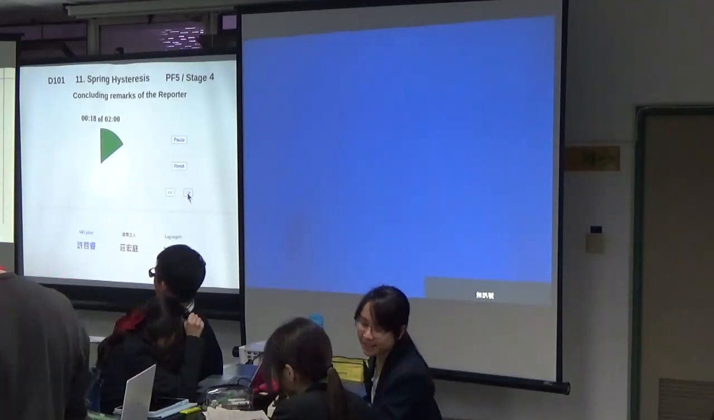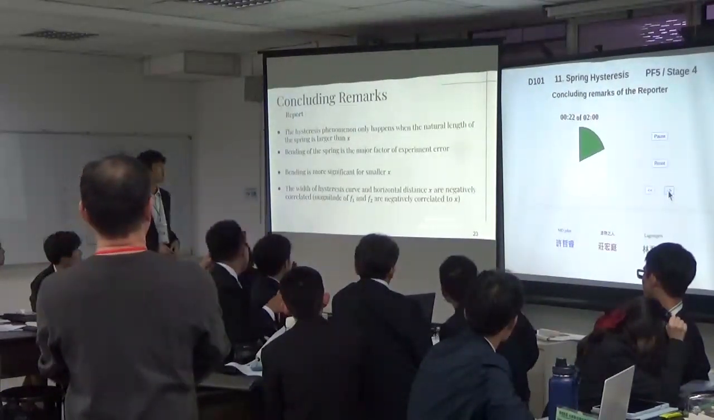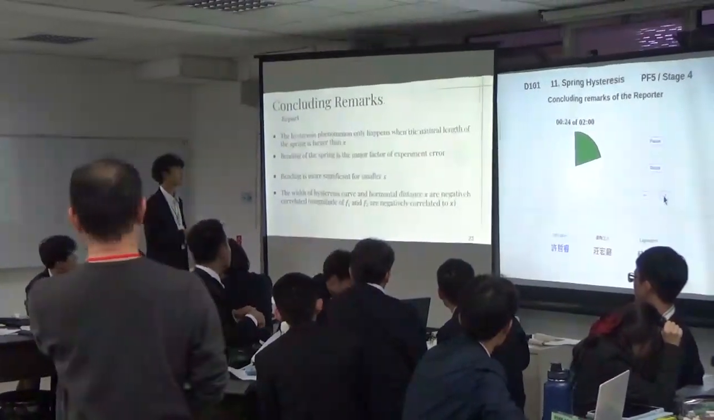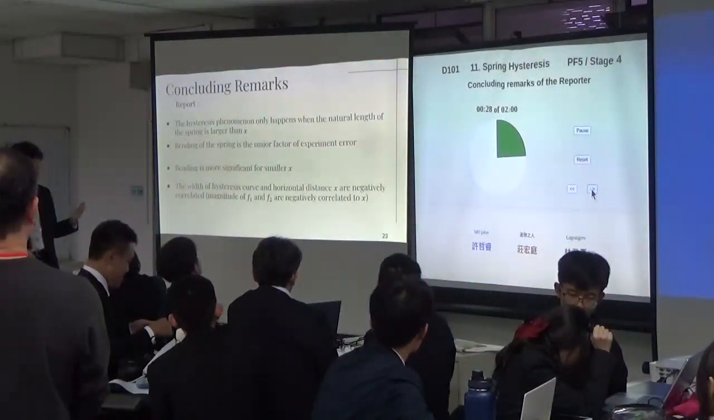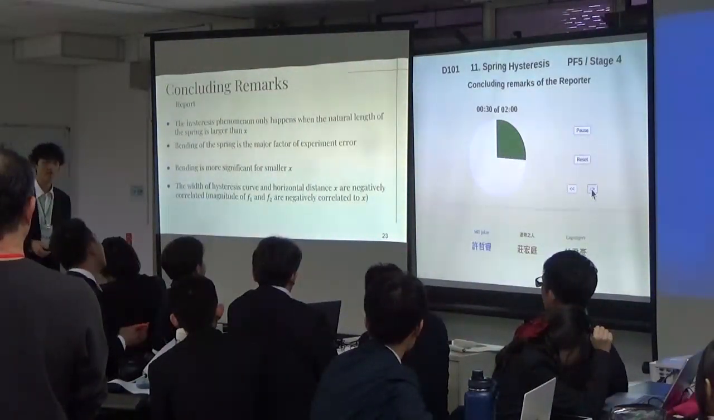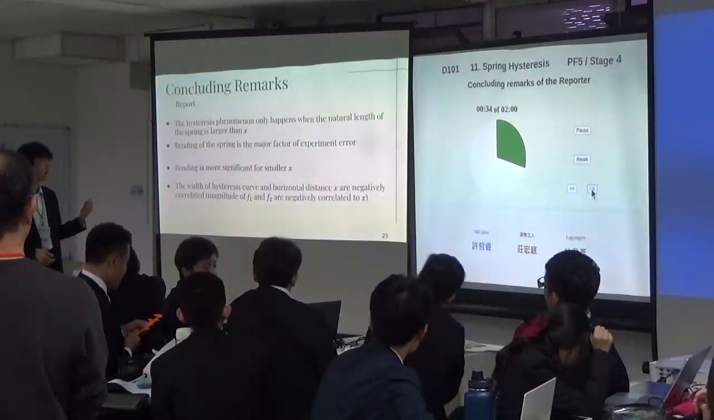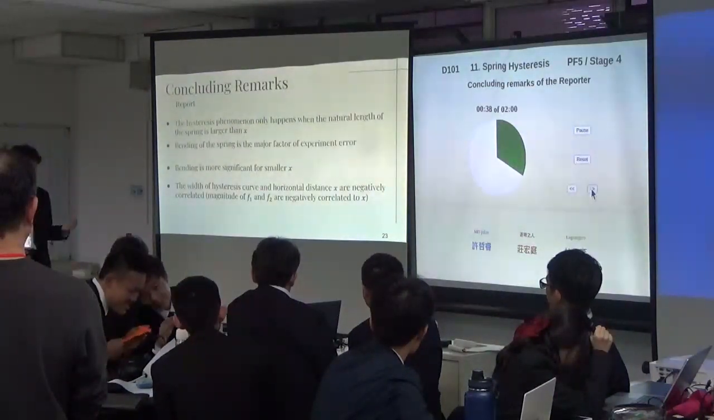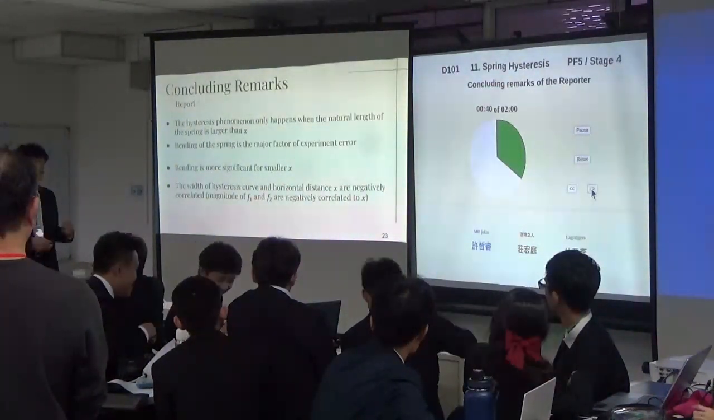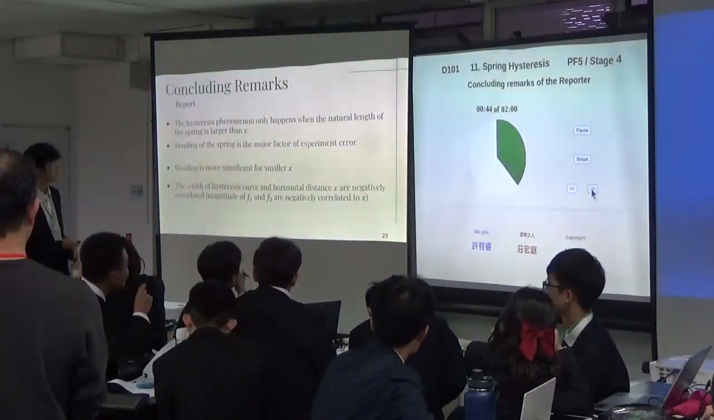This is a concluding remark on the report. So, the concluding remark for our presentation. In our presentation, we state that the hysteresis phenomenon only happens when the natural length of the spring is larger than x. And the bending of the spring is a major factor of our experiment error. And bending is more significant for smaller x. And the width of hysteresis curves and horizontal distance x are negatively correlated, because the magnitudes of F1 and F2 are negatively correlated to x.